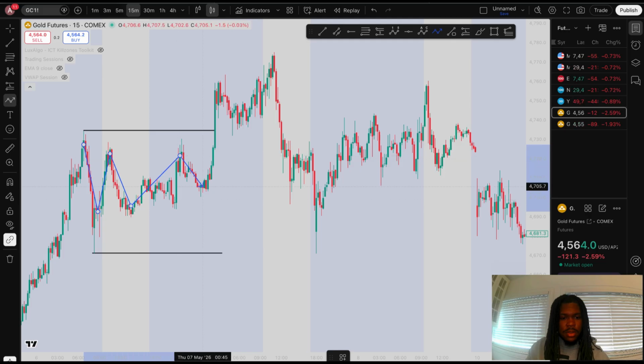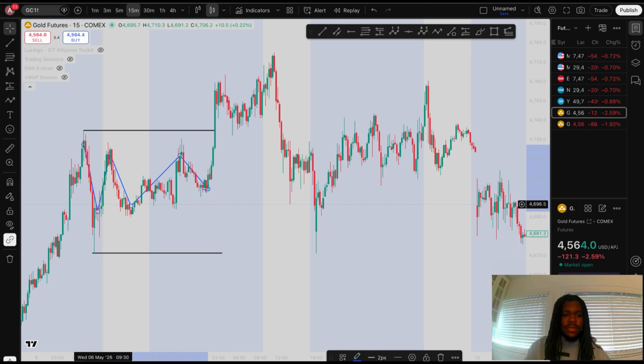You can go here. See how it's just going up and down. You have no higher highs being formed. You have no lower lows being formed. Price is just moving side to side.